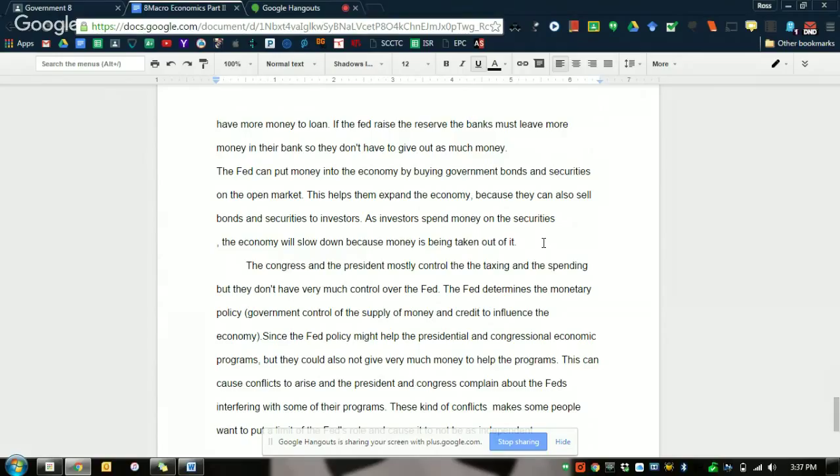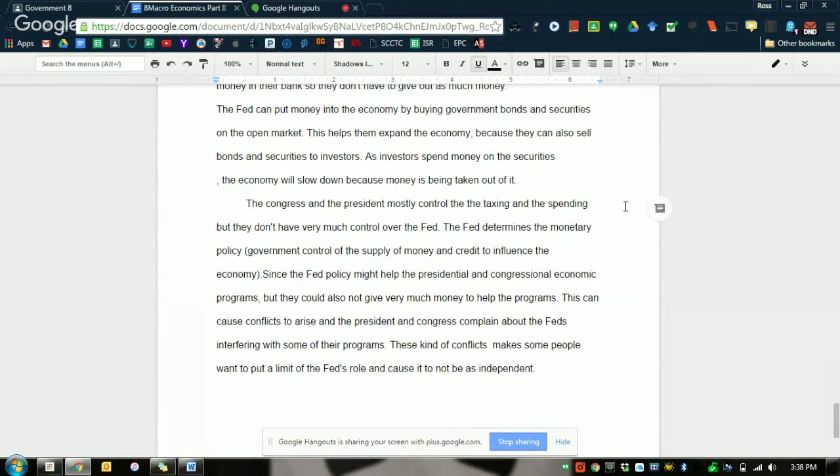The thing here is the Federal Reserve can buy government securities themselves, but they can also sell those government securities to other people. So they're sort of the go-to person where they can buy them from the government and they can also sell them on behalf of the government. If investors spend a lot of money on securities, the economy is going to slow down because there's going to be money taken out of the system. If they don't spend as much on the security and that reserve requirement goes down a little bit, they're going to be more inclined to loan that money out to other banks who then loan it to other people pretty cheaply.